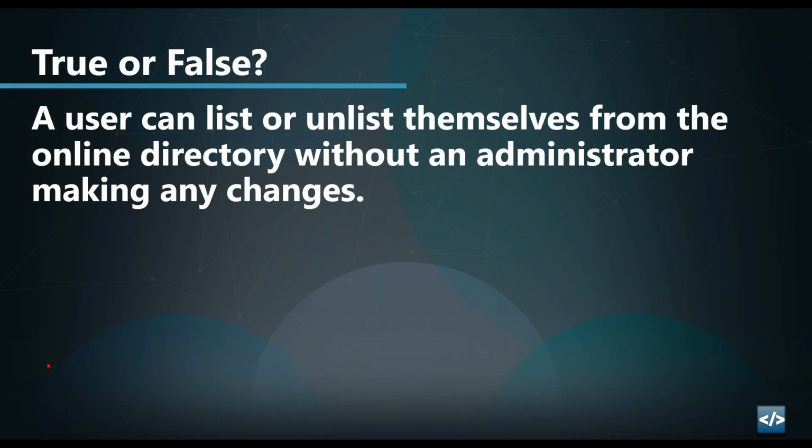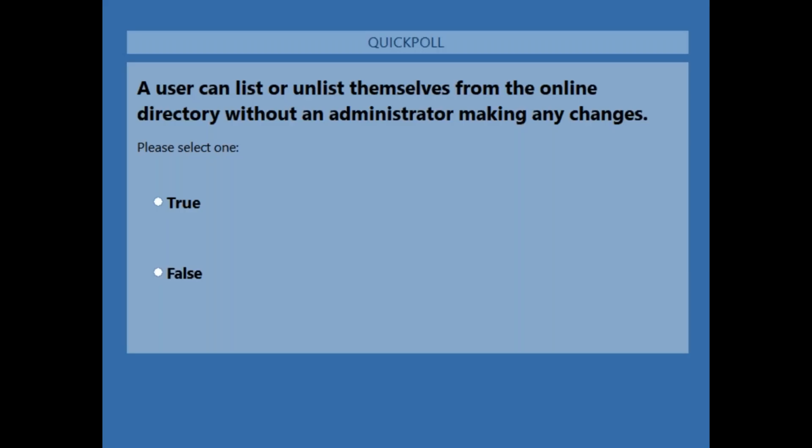True or false? A user can list or unlist themselves from the online directory without an administrator making any change. Let's go ahead and launch that. So go ahead and make your selection there. A user can list or unlist themselves from the online directory without an administrator making any changes. All right, let's go ahead and close the poll. It's an 80-20 split, 80% true, 20% false.